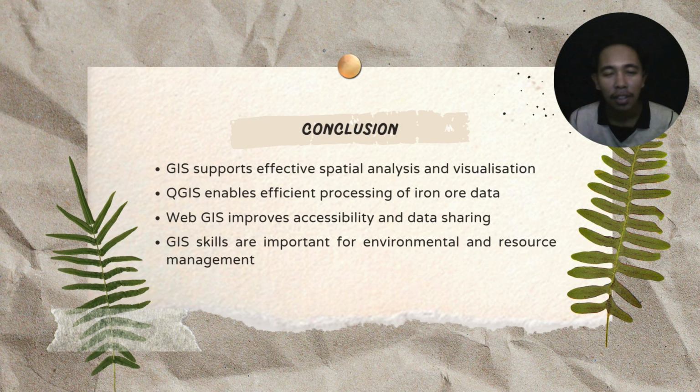In conclusion, GIS is an effective tool for analyzing and visualizing spatial data related to mineral resources. QGIS allows iron ore distribution in Malaysia to be efficiently processed and mapped. The use of WebGIS further improves accessibility by enabling spatial information to be shared online. Overall, this project highlights the importance of GIS and digital skills in supporting environmental management and resource planning.